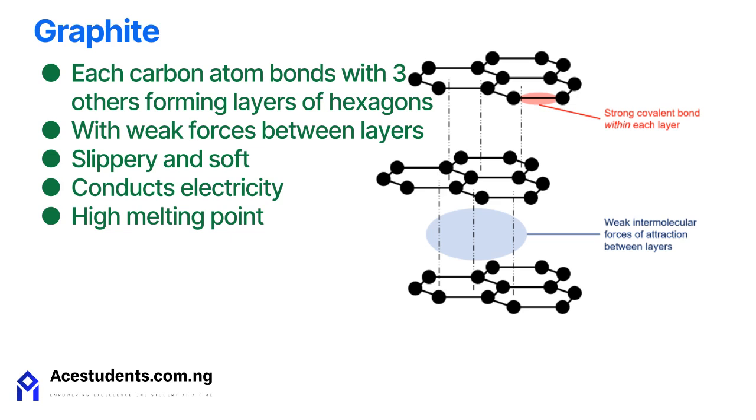In exam, if asked why graphite conducts electricity, say it has delocalized electrons. And if you are asked why graphite is used as a lubricant, say it's because the layers can slide over each other, so graphite is slippery and soft.